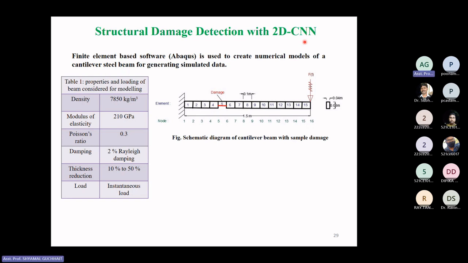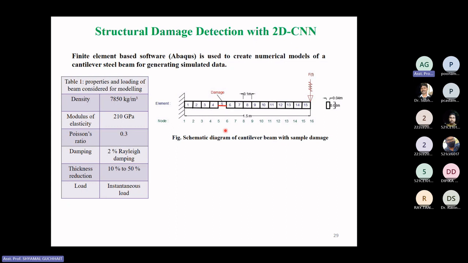Damage detection with time acceleration data and 2D CNN: 2D CNN is very popular in the field of damage detection with image data, but there are very few studies which actually use 2D CNN for time data. We have published a paper on this topic, damage detection of steel structure with 2D CNN. We are proposing a 2D CNN technique for damage detection using time domain data, time acceleration or displacement data.